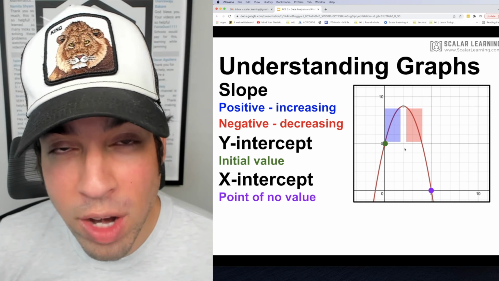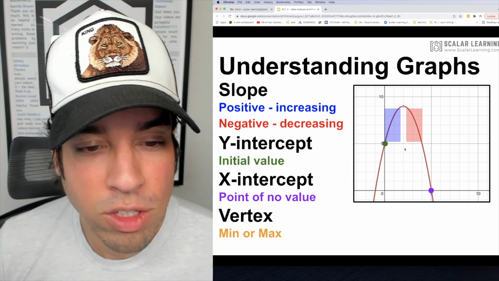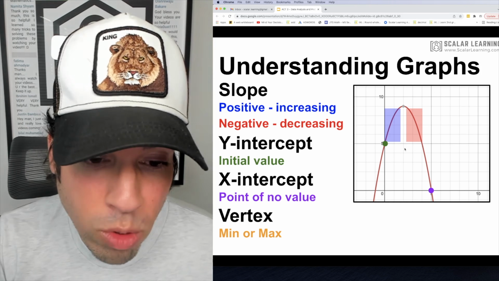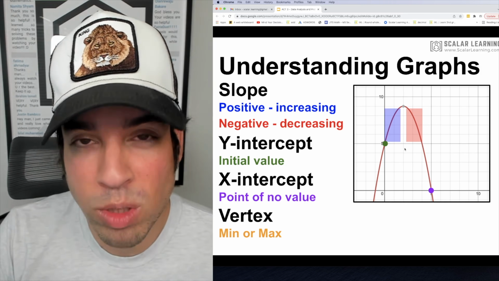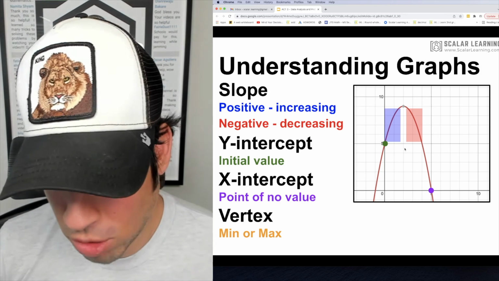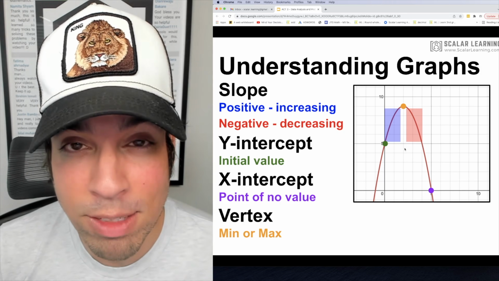Finally, when we talk about quadratics in particular, okay, we have a vertex. So a vertex is going to represent the min or max value. Now, of course, in this graph, since it's going down, it's going to be a max value. But if it was an upward-facing parabola, the vertex would be the minimum point. So the vertex, of course, is that point right there. It's the highest point on the graph.